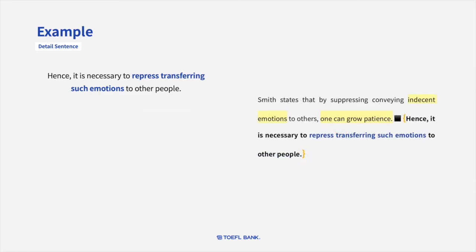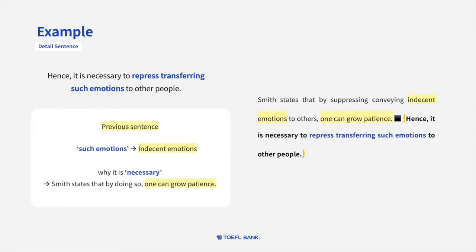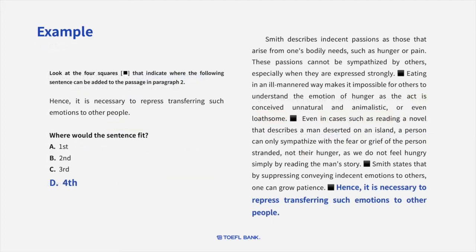However, if the given sentence is inserted in square number 4, such emotions becomes indecent emotions, and we can tell that the reason why it is necessary to repress transferring such emotions is because Smith stated that by doing so, one can grow patience. The most logical and relatively adequate location is the 4th square. Therefore, the answer to this question is D.